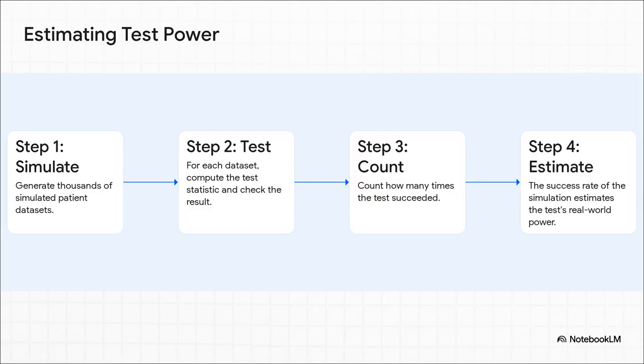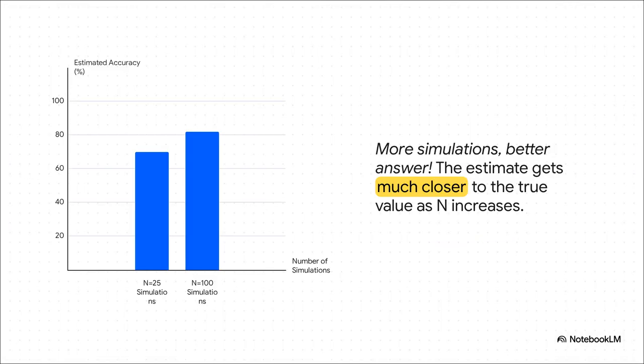So forget the complicated math. We just simulate it. We tell a computer to generate thousands of fake patient results. Then we run our new test on every single one of those fake patients and just count. How many times did it work? That percentage, the success rate in our simulation, ends up being an amazing estimate of how powerful the test will be in the real world. And check this out. This chart shows you exactly what we're talking about.